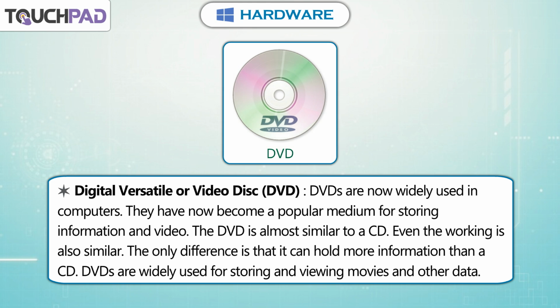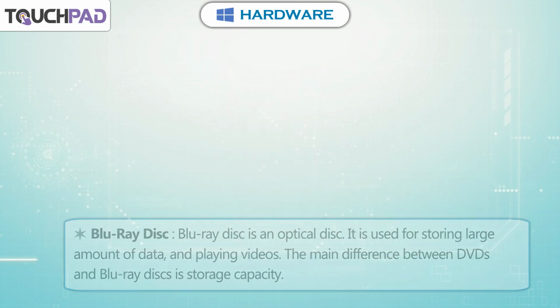Digital versatile or video disc DVD. DVDs are now widely used in computers. They have now become a popular medium for storing information and video. The DVD is almost similar to a CD. Even the working is also similar. The only difference is that it can hold more information than a CD. DVDs are widely used for storing and viewing movies and other data.